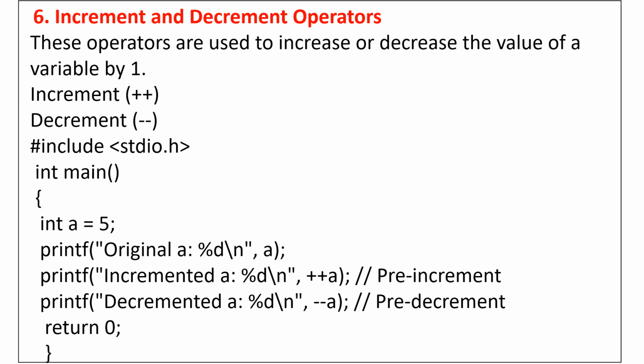In this example, we declare A as integer and it is equal to 5. Printf prints the original value. Now it will print the incremented value. So plus plus A, the value will be incremented by 1. The result will be 6. Here in this case, it is decremented by 1.